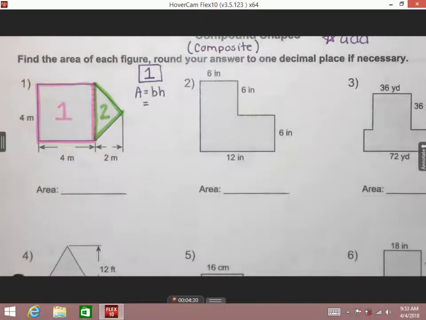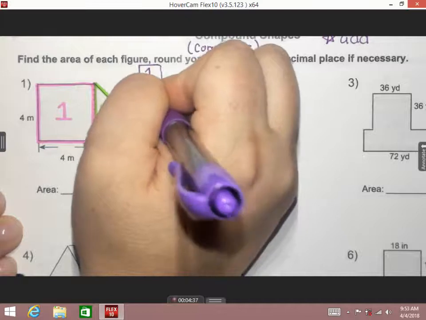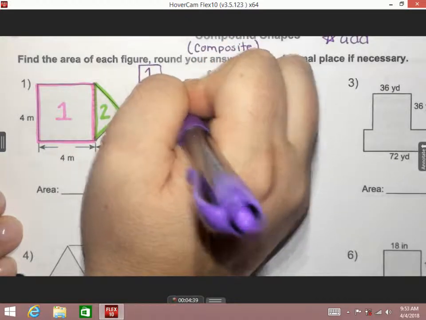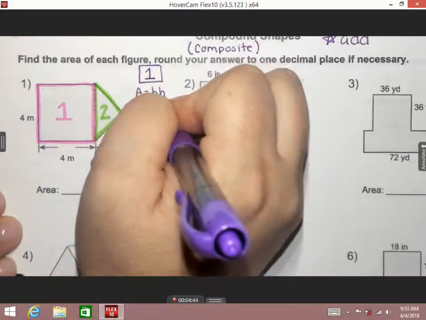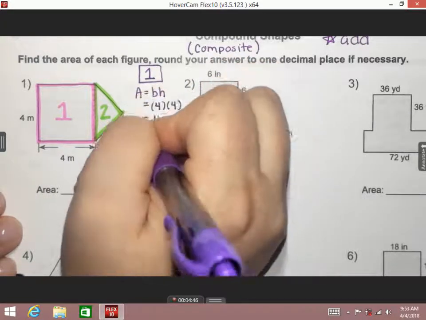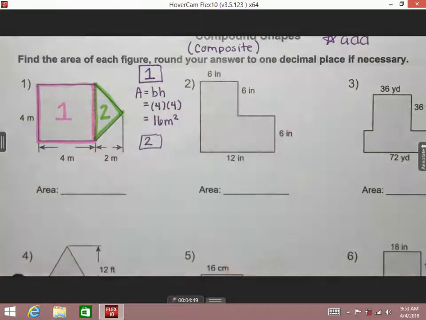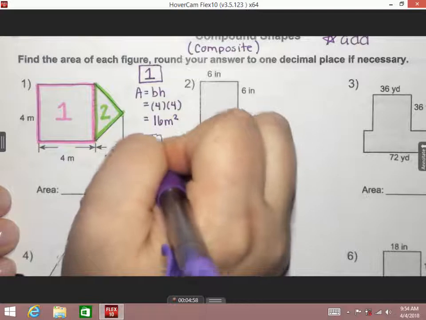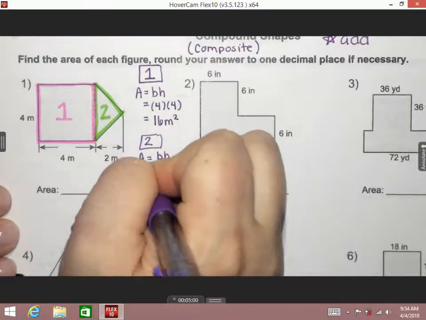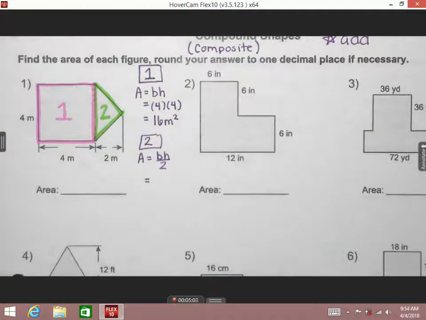On that shape 1, what are my base and my height? Brian? Base is 4 and the height is 4. So what is my area there going to be? 16 meters squared. Now let's look at shape 2. What is my formula for shape 2? Kira? Area equals base times height divided by 2. And Chloe, what is the base of shape 2?